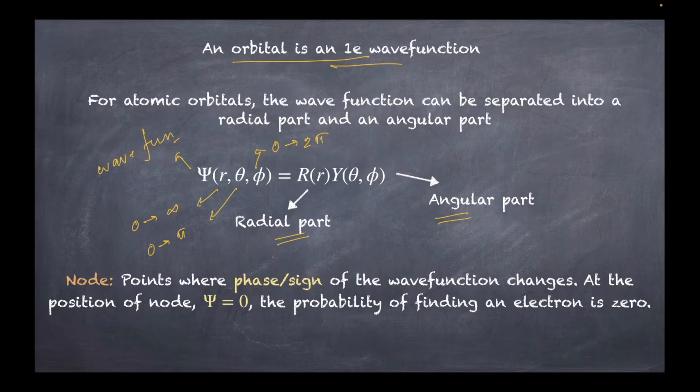Now let's understand the concept of nodes. The nodal points or nodes are the points where the phase or the sign of the wave function changes, and at the position of nodes the atomic orbital wave function, capital Psi, equals 0. That means the modulus of Psi squared, which is the probability density, that means the probability of finding an electron at the nodal points, is also 0.